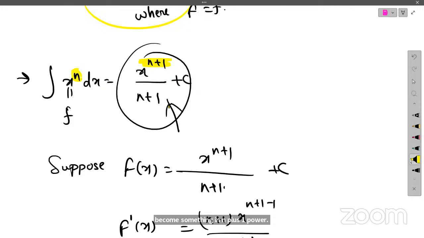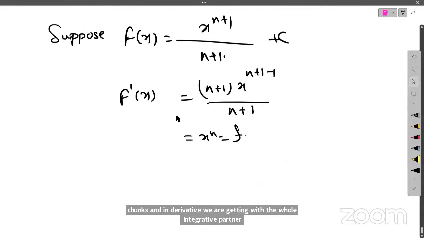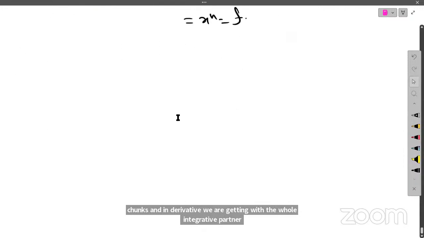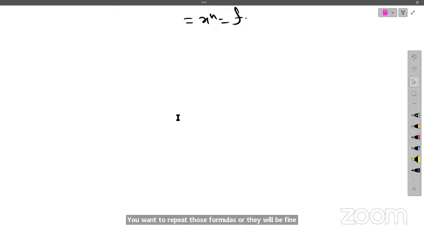In antiderivative, we are getting the whole, the integrative part, right? Now there are so many formulas of integration. I think you guys are familiar with those. Do you want to repeat those formulas, or will it be fine? Just formulas are there, their differentiation.